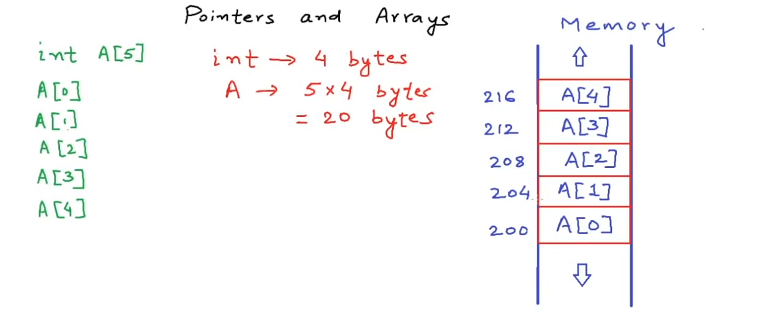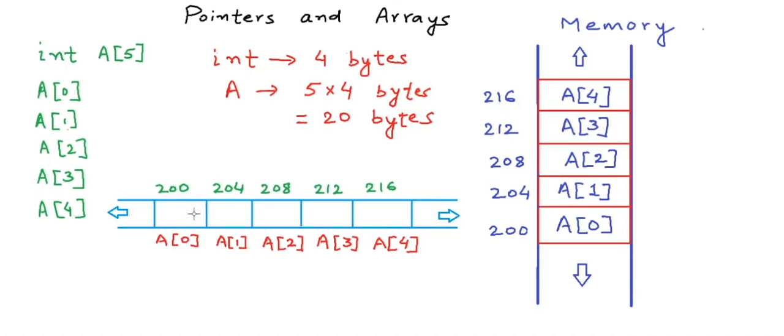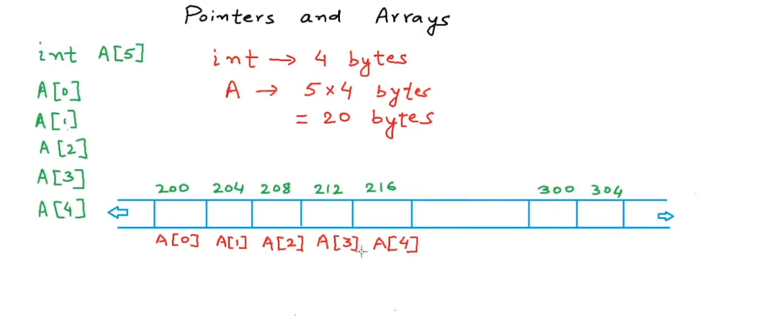Sometimes we also show the memory horizontally, something like this. From left to right we increase the address, but these two representations are just for the sake of understanding. Let's use the horizontal representation of the memory this time. I'll show this memory extending a little more towards the right so that I can accommodate a couple more variables. Let's say apart from this integer array A, I have an integer variable x and its value is 5, and let's say x is located at address 300.